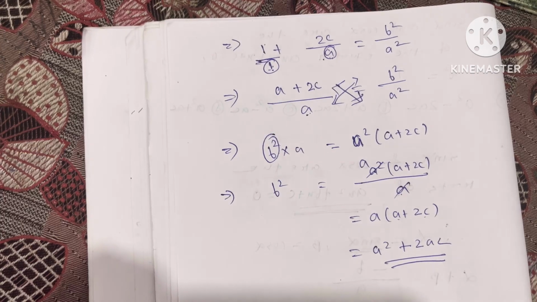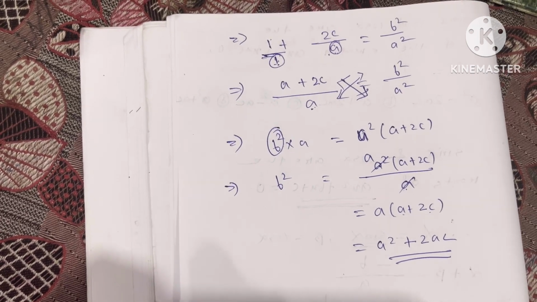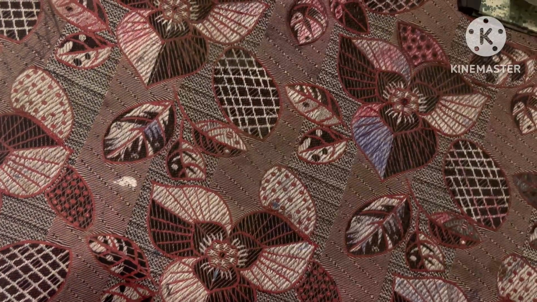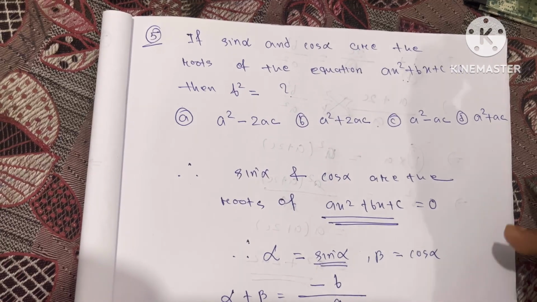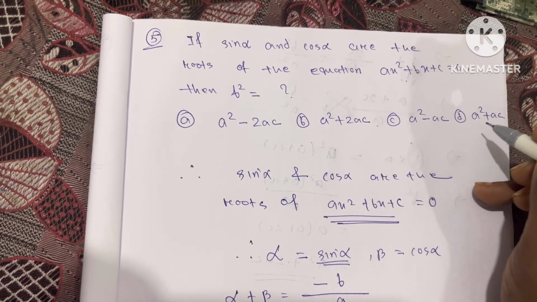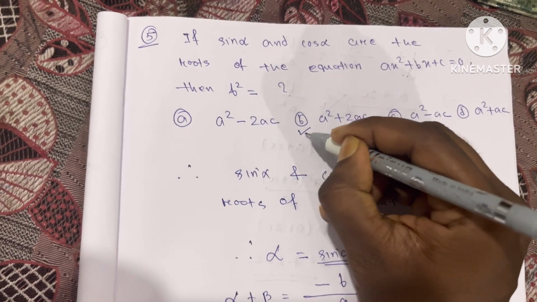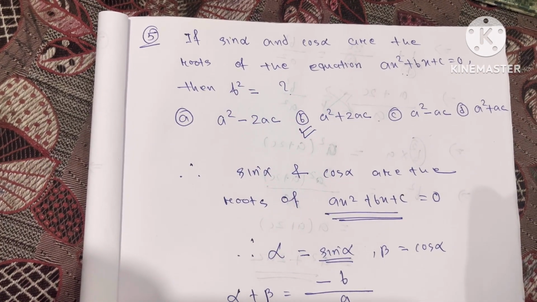Very simple, you just follow the steps the way I did. So what answer option did I get? I got a square plus 2ac, which means option B is correct. Okay, so thank you.